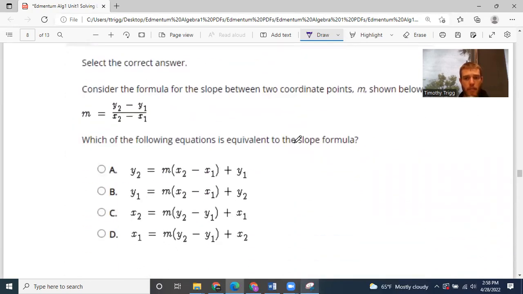All right, here's another complicated one. Here we have a lot of subscripts. We have y subscript 2, so y sub 2 minus y sub 1 divided by x sub 2 minus x sub 1.